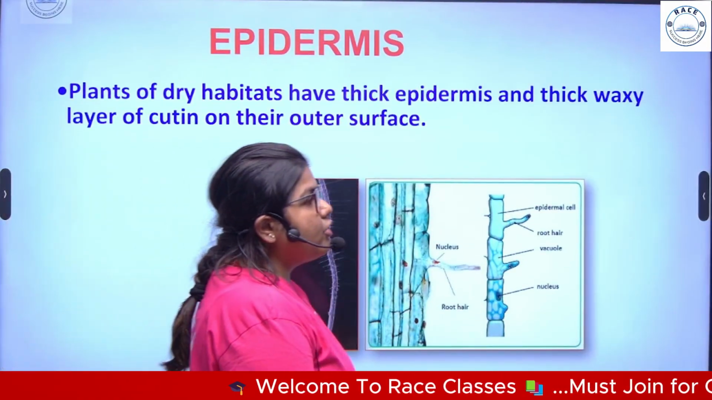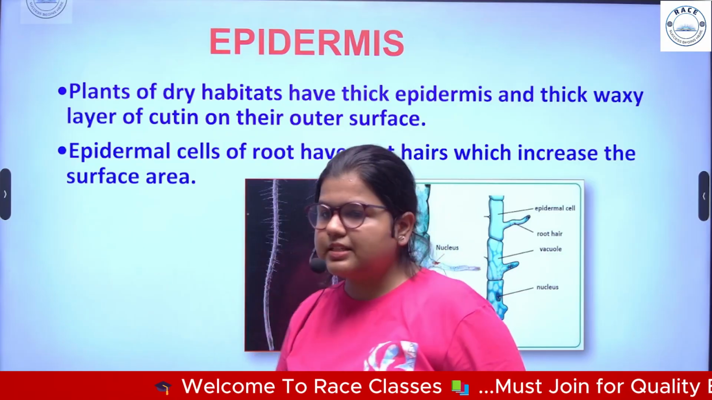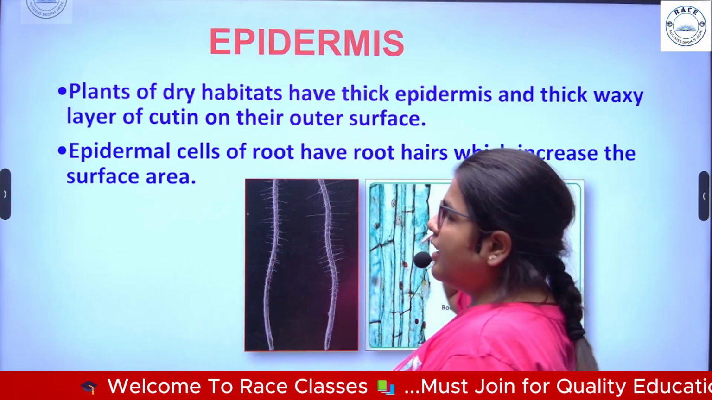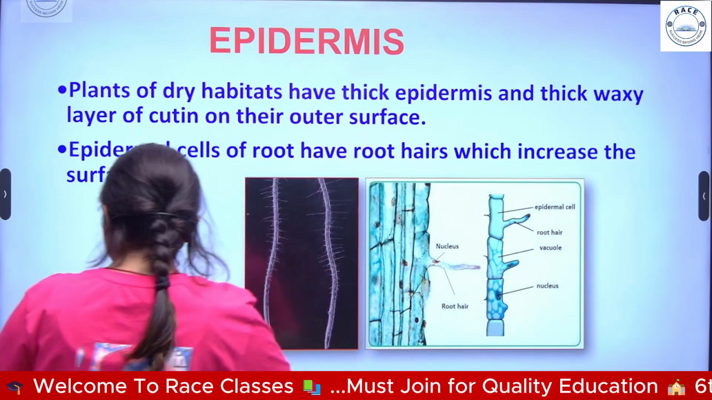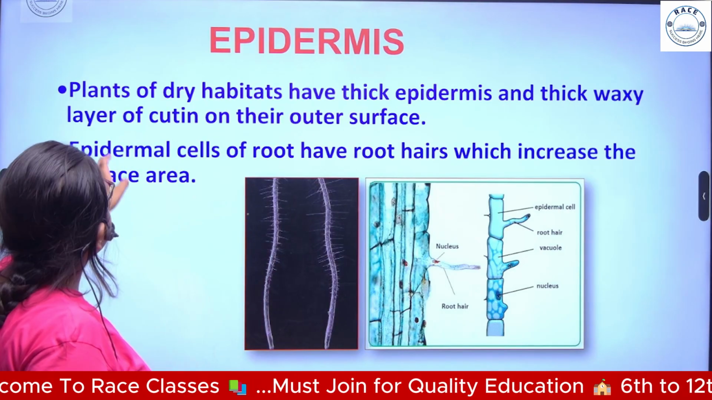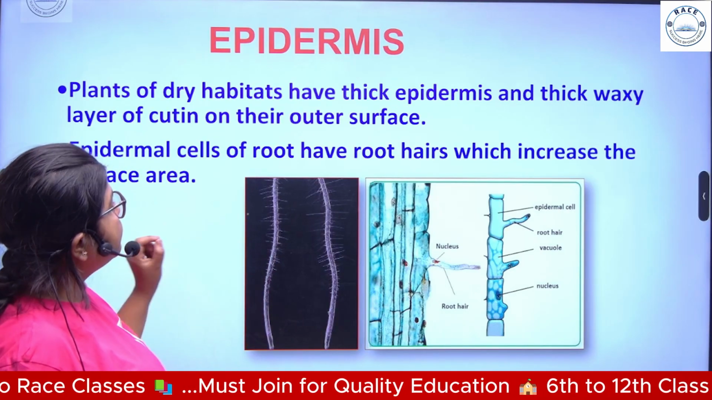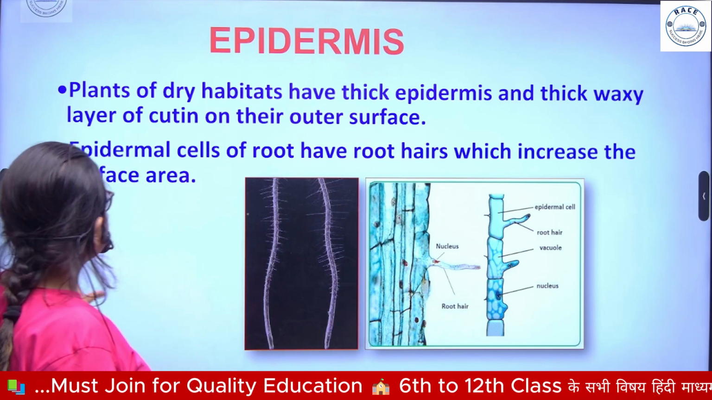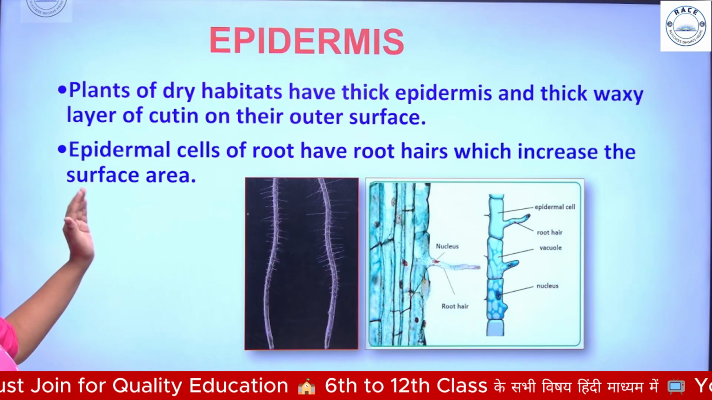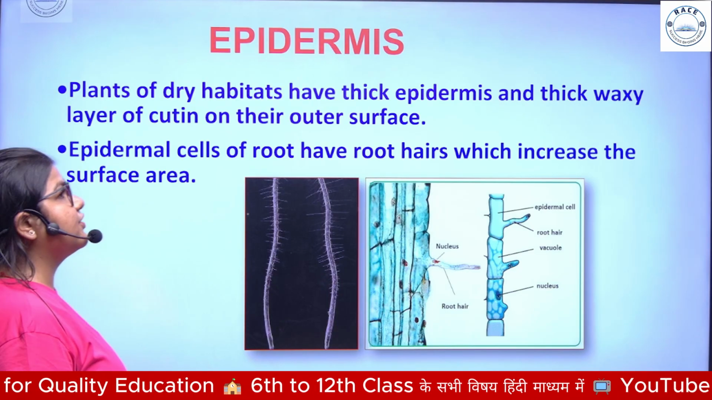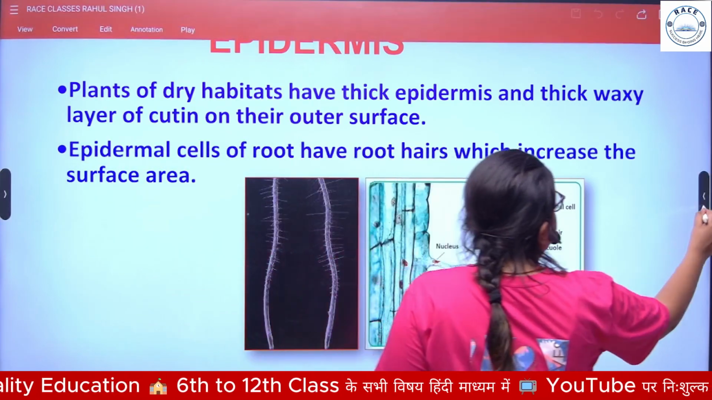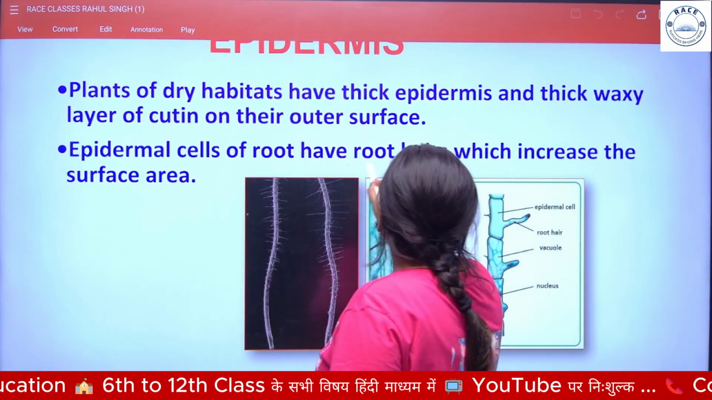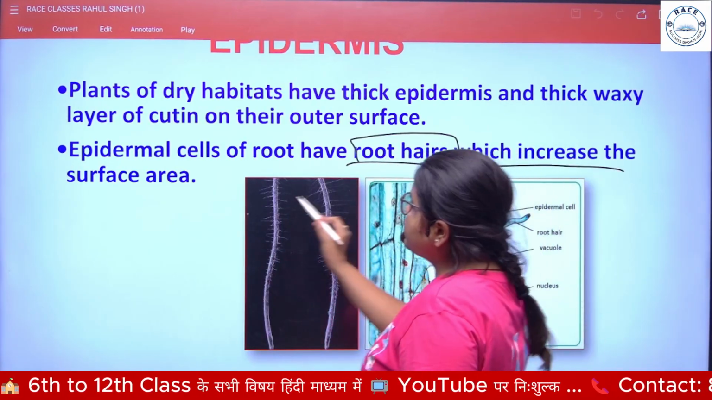Now let's talk about epidermis. I've already told you it is the outer part of the plant, but the plants of dry habitats have thick epidermis and a thick waxy layer of cutin on their outer surface. Epidermal cells of root have root hairs which increase the surface area. Now, what does root hair do? The root hairs increase the surface area.